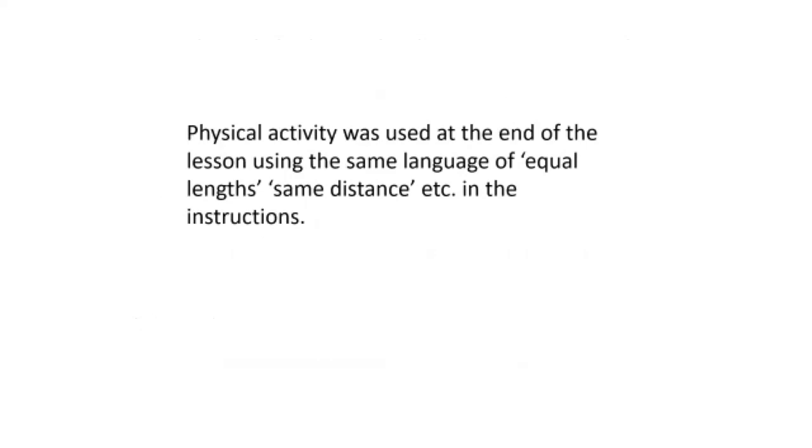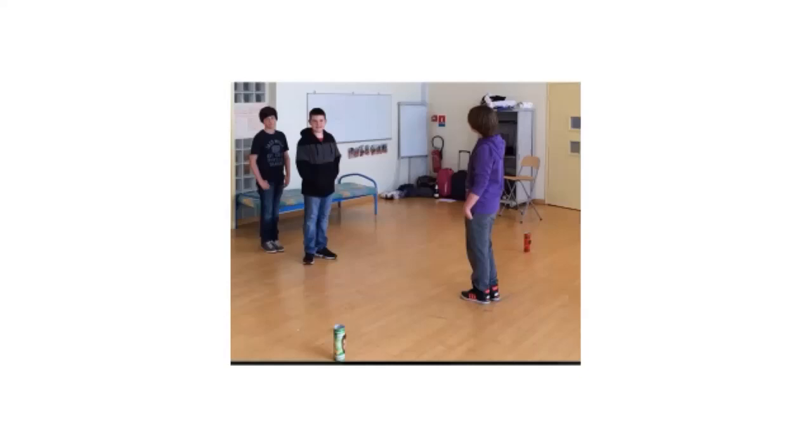And then physical activity was used at the end of the lesson. They all went down into an open area and had to stand in places that were the same length from a given point, or the same distance from 2 points. Here's the 2 points. I think they're Pringles canisters.